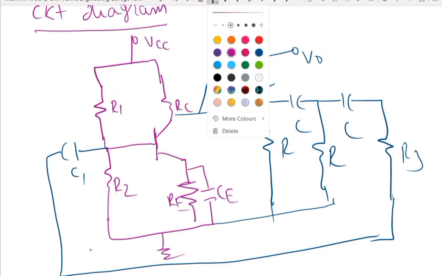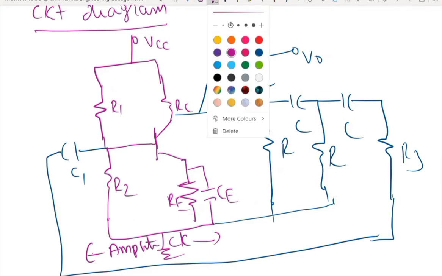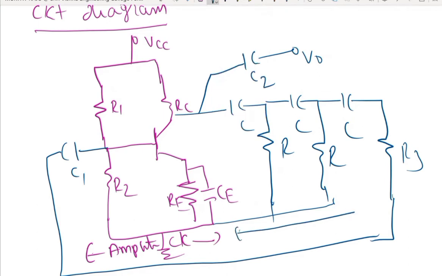This one is the amplifier circuit. This one is the feedback network.